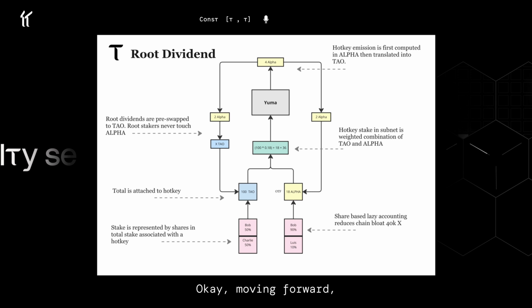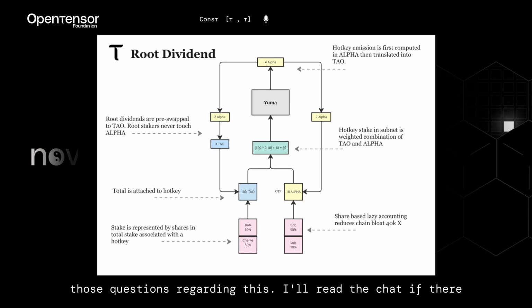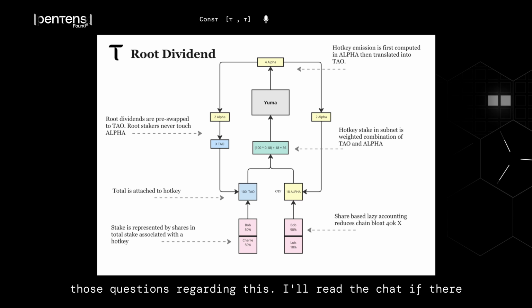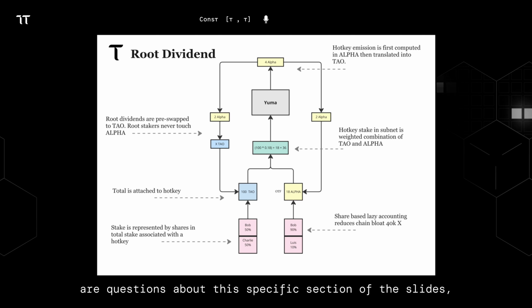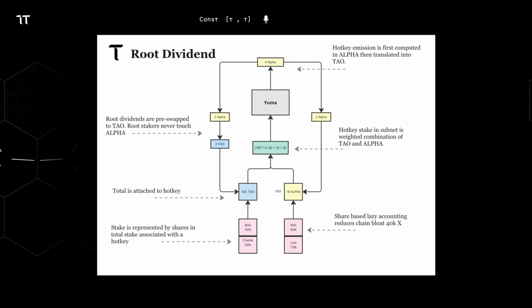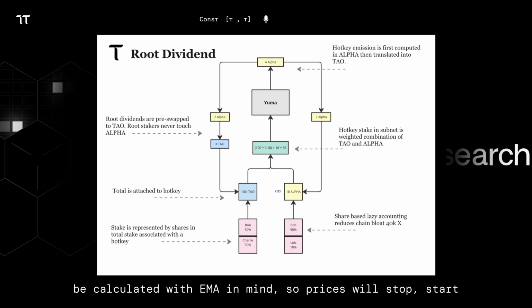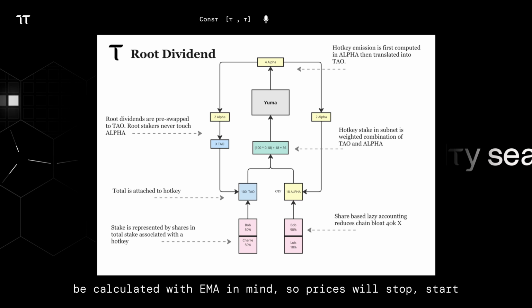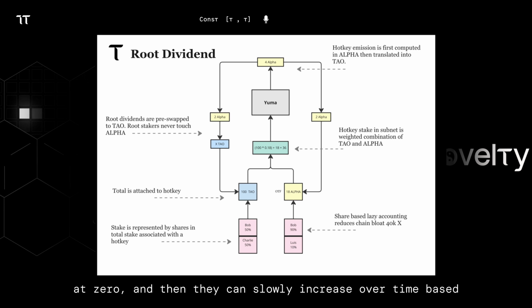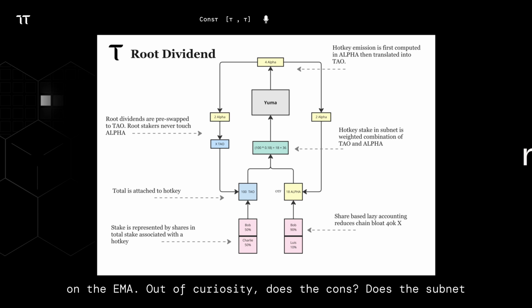Okay, moving forward. I'm actually going to go back to the screen here and see if there are questions regarding this. I'll read the chat if there are questions about this specific section of the slides. Lots of people typing. How will the subnet's initial emission be calculated with EMA in mind? So prices will start at 0, and then they can slowly increase over time based on that EMA.